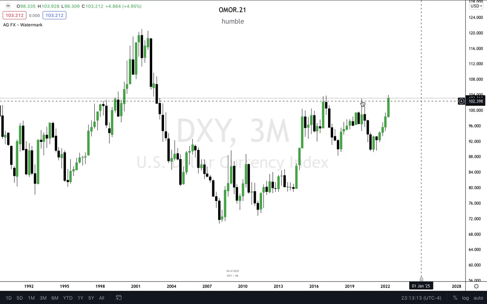we have to consider two things. One, is it a false break of the high? Or two, is this an expansionary move up? So what do we have to do? We have to consult the higher time frame and we have to approach this like a science. So let me show you guys how I approach this like a science.